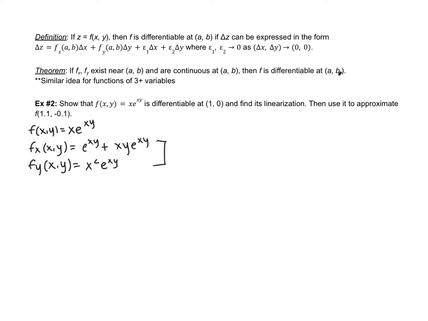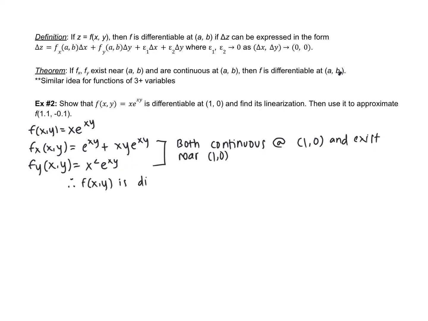Okay, and so what we notice about these, both are continuous at 1, 0 and exist near 1, 0. So they exist at 1, 0 and then on both sides of 1, 0 or all sides of 1, 0. So what that tells us then is that f of x, y is differentiable at 1, 0. So that was the first part of the question. Show that f is differentiable.